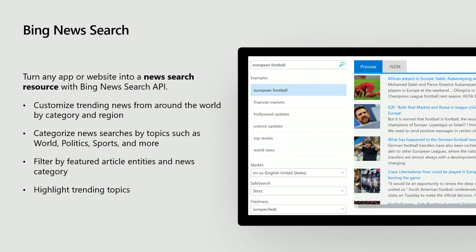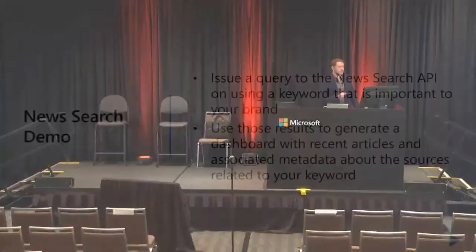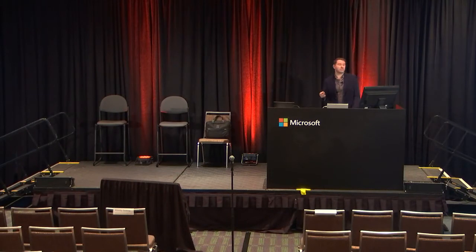So what does the News Search API do? Well, as you probably guessed, when I pass in a text string, it will show me news items that are related to that particular text string. So for this demo, we're going to issue a query to the News Search API using a keyword that's important to maybe my brand.